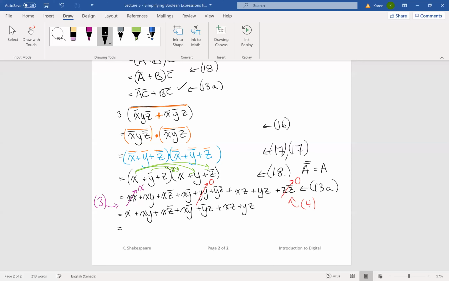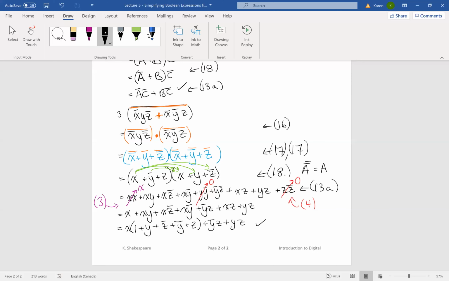Now I can factor here. I see that x exists in a lot of these terms. So if I want to, I can factor out the x. It's not essential though. It's debatable which form is more simplified. All right, and that's the final answer.